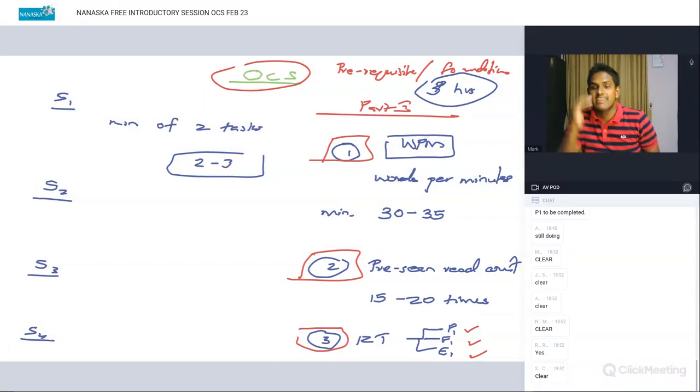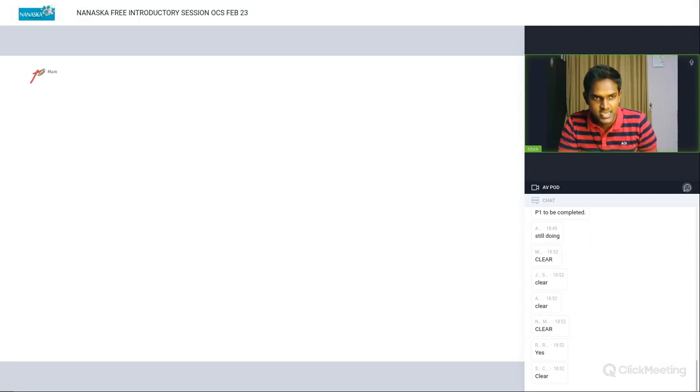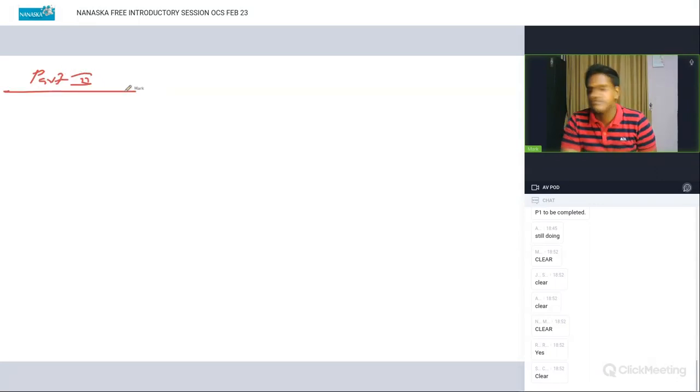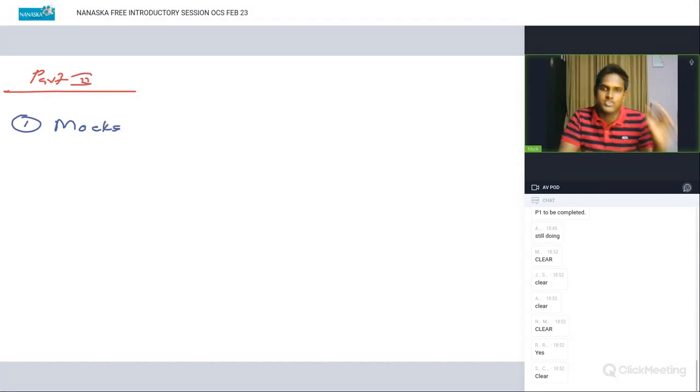Good. So that is the first part of your OCS for you to succeed. Now, what is part number two? In part number two, the number one priority you've got to focus on is your mocks. What is a mock paper? A mock paper is very similar to your exam paper, which we give you beforehand for you to practice and to familiarize yourselves.